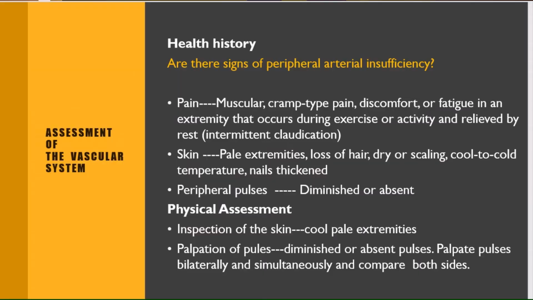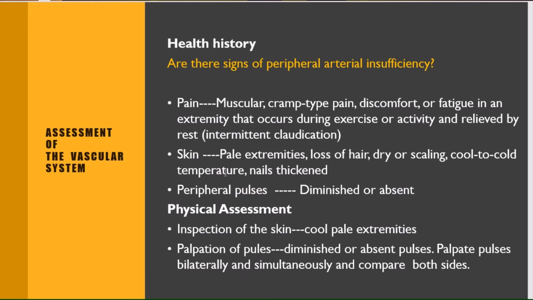The next slide is about assessment. So remember, your nursing process starts with the assessment. When you get a patient with some of these symptoms, you want to make sure: is it arterial disease or is it venous disease? So what are the signs and symptoms of peripheral arterial disease? Keep that in mind, so we can differentiate what kind of disease the patient may have.